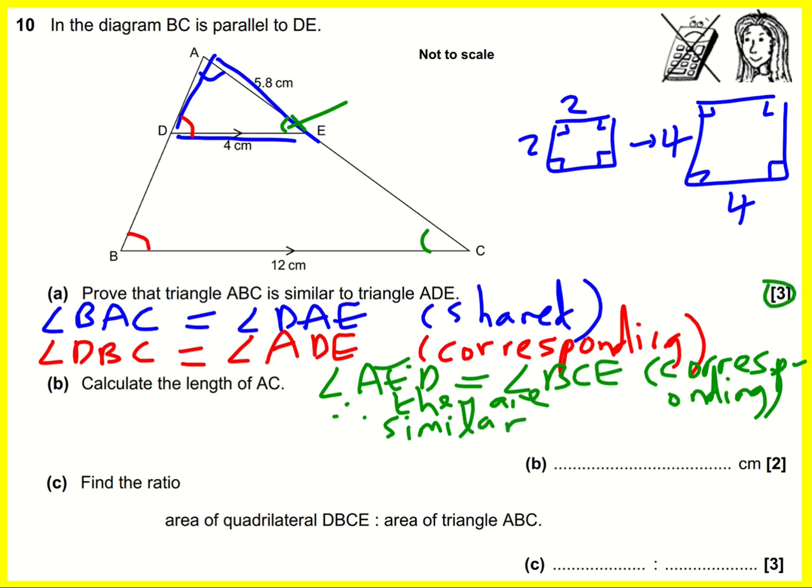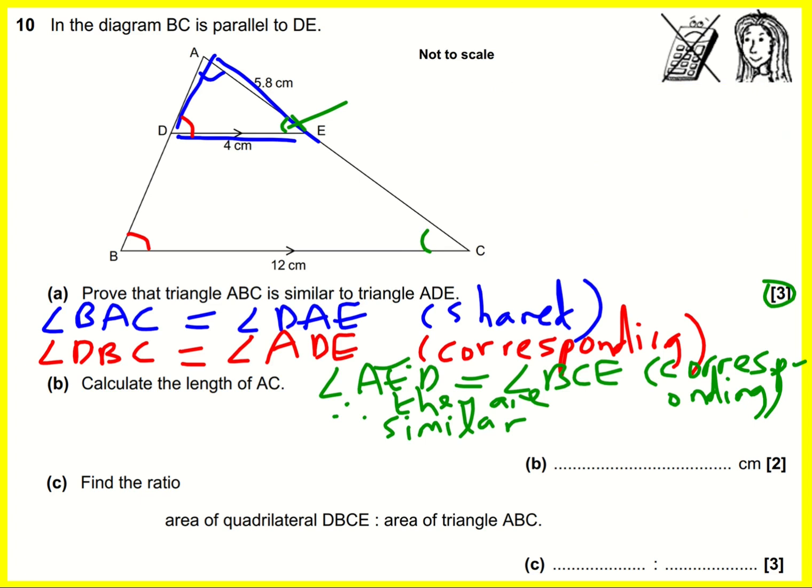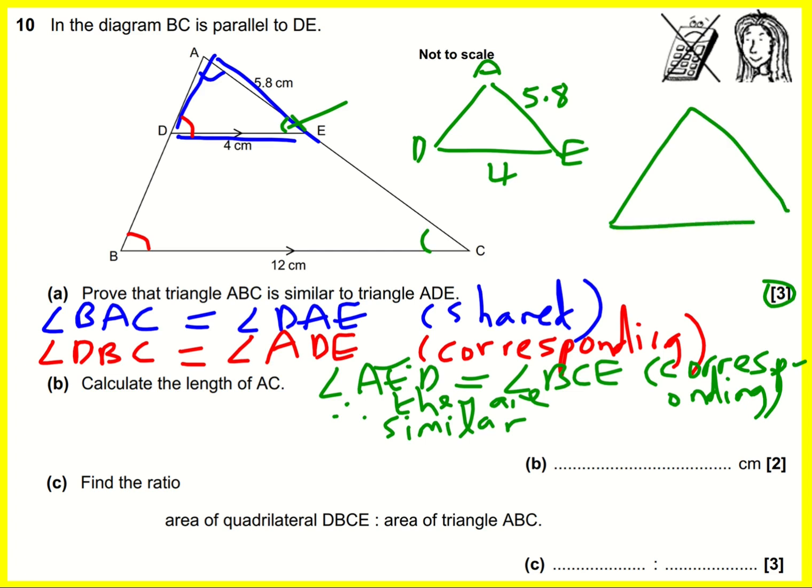Okay, calculate the length of AC. Well, for this purpose, it's probably best to draw the triangles separately. I think that's a good idea when you've got similar shapes but kind of inside one another. So let's do this. This is ADE, and we've got 4 along the bottom, and this is 5.8, and I've got this larger one, A, B, C, and then this is equal to 12.